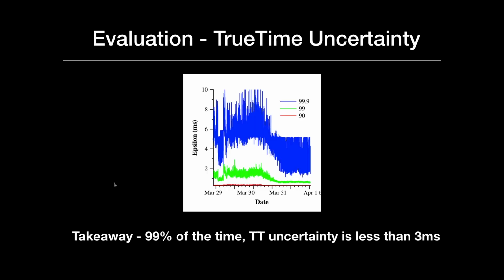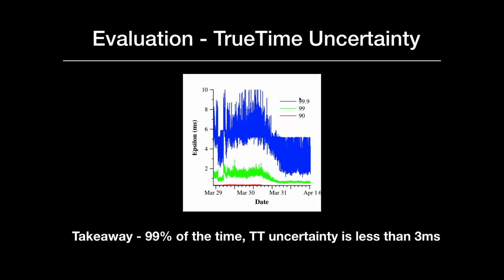The next experiment they ran was to try and determine the average amount of uncertainty that TrueTime timestamps come with. And the takeaway from their experiment, which sampled these timestamps and their uncertainty over about 4 days, was that around 99% of the time the uncertainty is less than 3 milliseconds, and around 90% of the time the uncertainty is on a much smaller scale, around the order of microseconds.